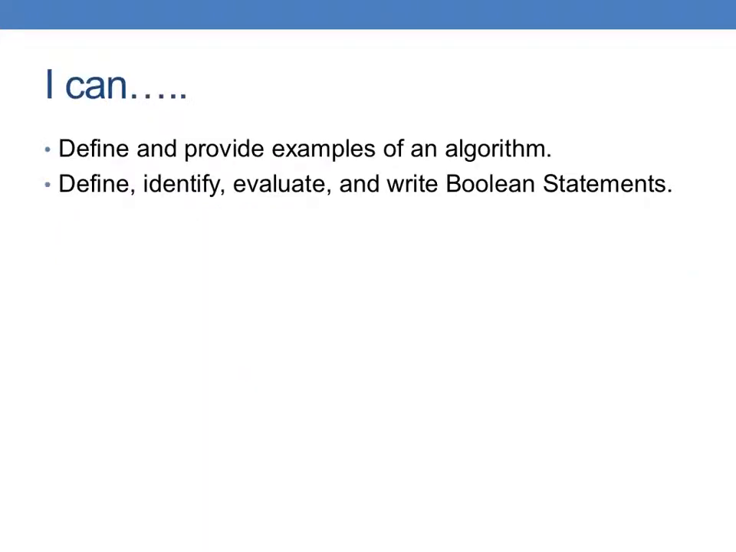So your 2 learning targets for today are that you can define and provide examples of what are called algorithms, and hopefully that word's not new to you. Hopefully it's something you've been exposed to before in a math class. And the second learning target is that you can define, identify, evaluate, and write what are called Boolean statements. And hopefully most of you are already thinking, Boolean, I've heard that before. We have. This relates to George Boole, who we talked about before, who dealt with true and false values being ones and zeros. So that's a concept we're going to be talking about today.